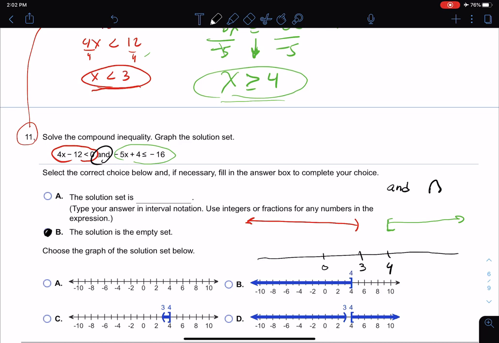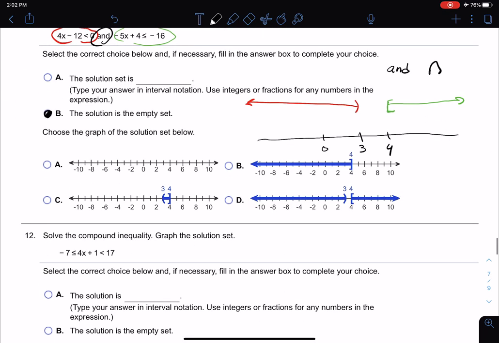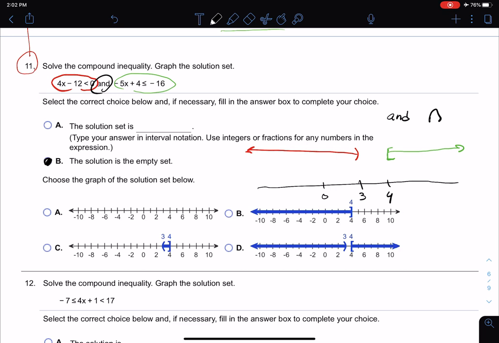And what does our graph look like? Well, remember what our graph is. These blue graphs are basically saying those are the numbers on the number line that'll make the red true and the green true. Well, it turns out nothing makes the red and the green true. Some of these numbers down here make the red true, and a lot of these numbers up here make the green true, but there are no numbers that make the red and the green true at the same time. So our graph just has to be an empty graph with nothing on it because nothing works.